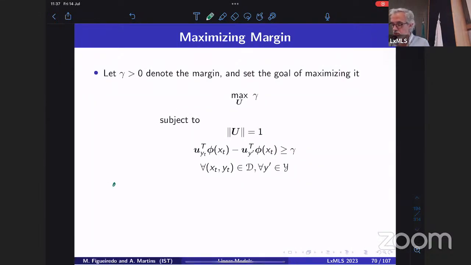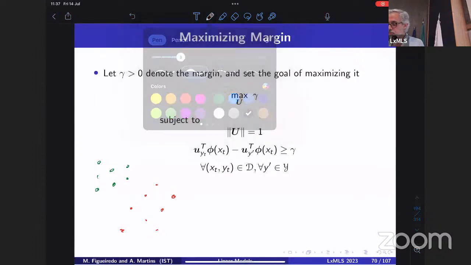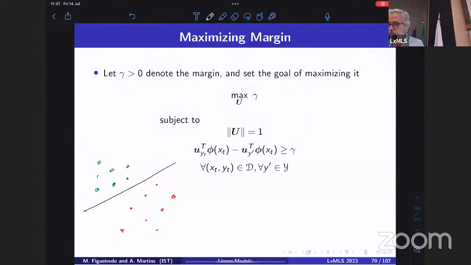Suppose you have points from two different classes. And now I draw a boundary. Okay, suppose I draw this boundary. What is the margin? Remember what the margin was? The margin is the distance between the closest point and the boundary, from one side or from the other.